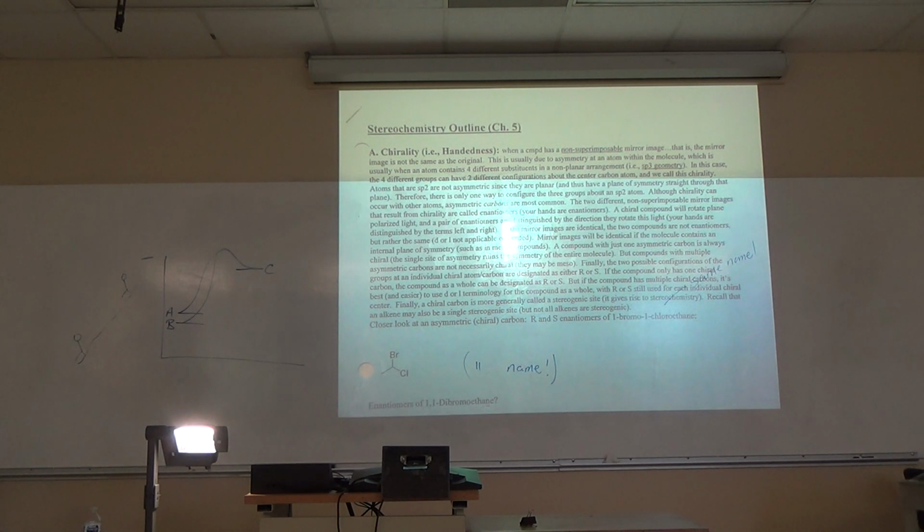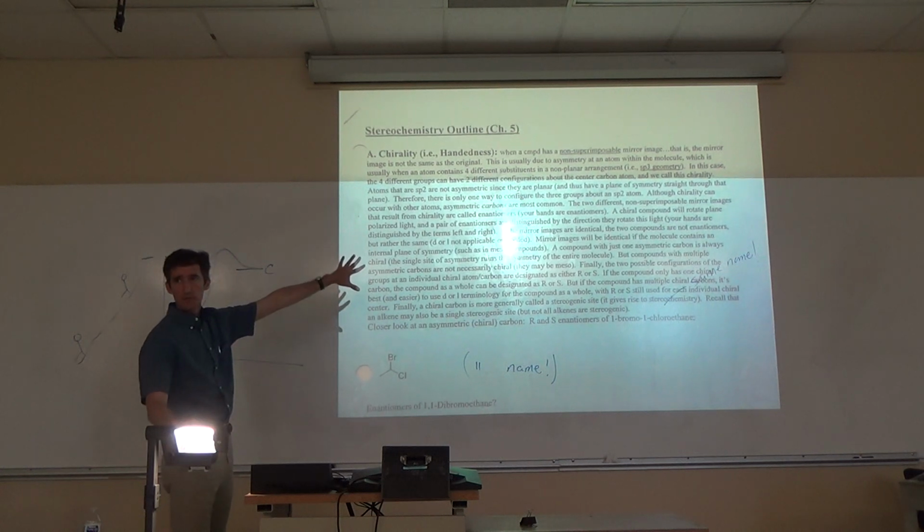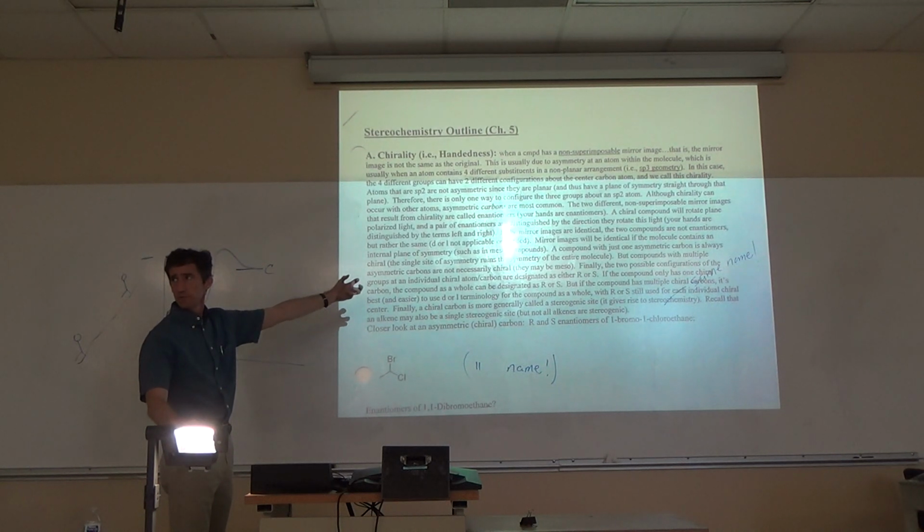Okay, looking for a plane of symmetry, I'm going to call that where's Waldo. We often look for Waldo. If you can find Waldo, that means the object is not chiral. A lot of that is discussed here. You can read my own view. I'd recommend reading your textbook view too.